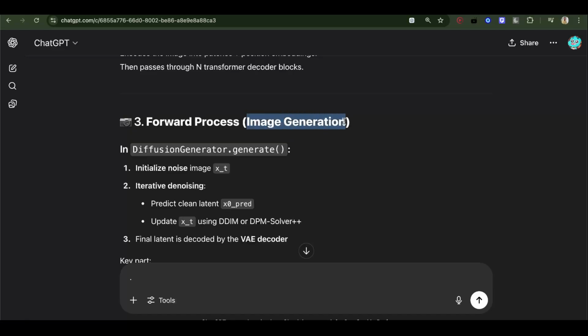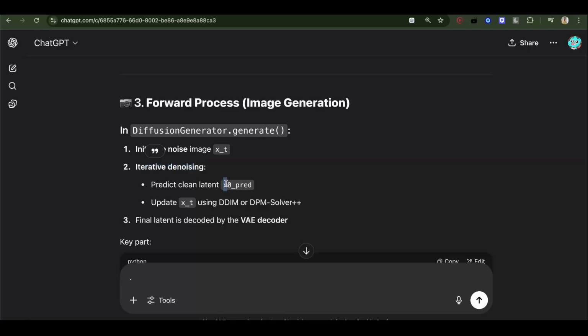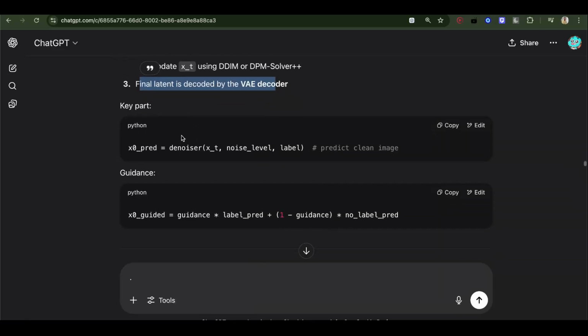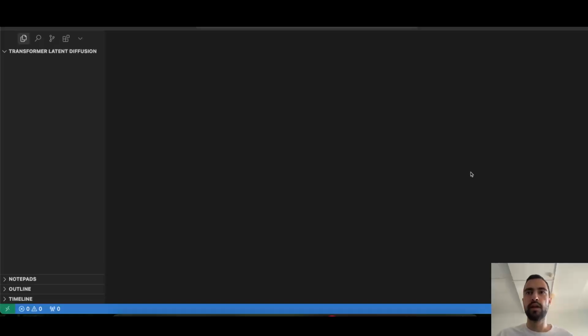Forward process image generation. In diffusion generator.generate, initialize noise image xt. So iterative denoising: predict clean latent x0 prediction, update xt using ddim or dpm solver++. Then the final latent is decoded by the variational autoencoder decoder. The key part here is x0 prediction. The clean image is predicted by the denoiser, giving it xt, noise level, and label. Let's code it from scratch.